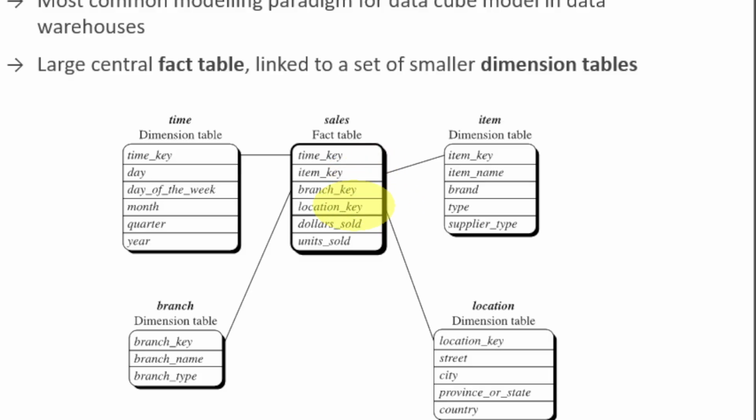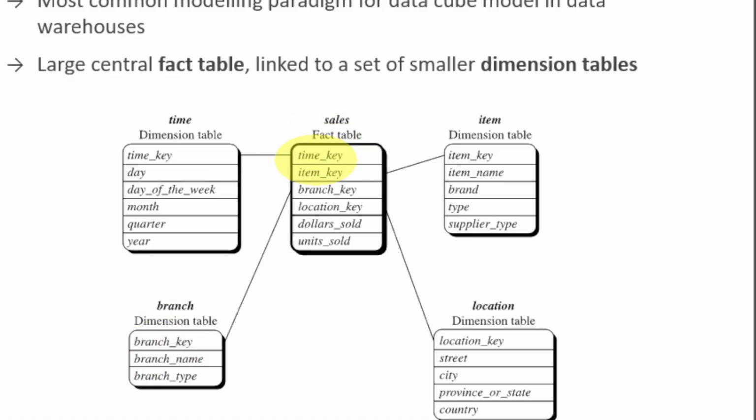Now let's see the star schema. It is the most common modeling for the data cube data model in the data warehouse. A large central fact table linked to a set of smaller dimension tables. For example, we have time, and we have a dimension table. We have sales, we have the fact table. We have item, we have a dimension table. For location, we have a dimension table. For branch, we have a dimension table. So your fact table connects to all your dimension tables.